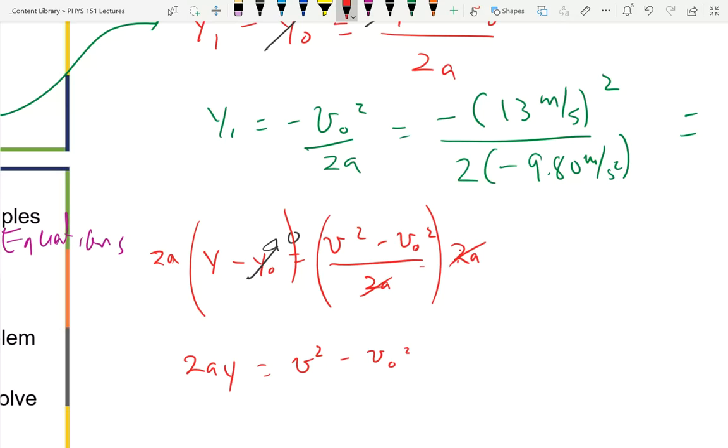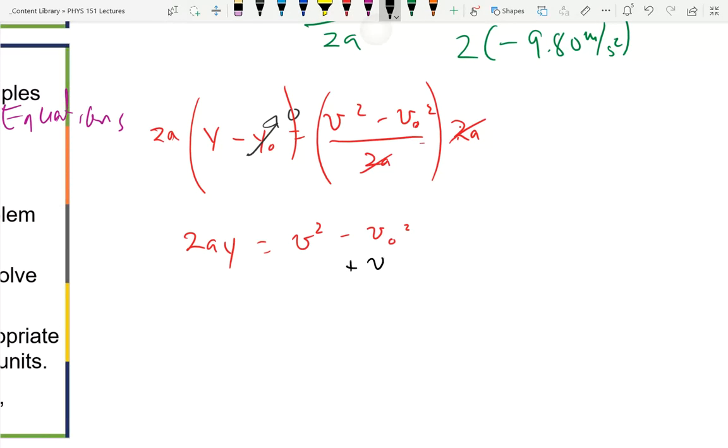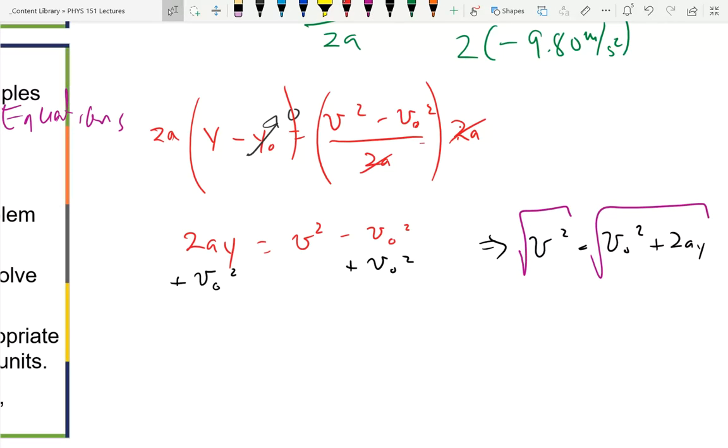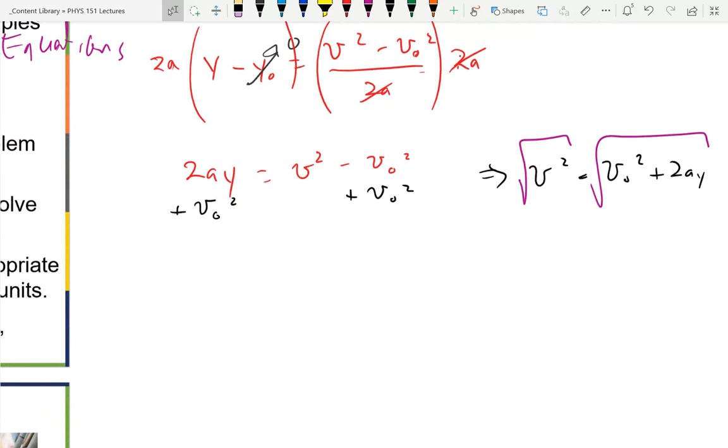Now that I have the v squared by itself, I add away the additive portion. What you do to one side, you always do to the other side. I know that doesn't look like a v, but it was. So that gives me v squared is equal to v initial squared plus 2ay. And then I have to square root both sides. When I square root, there is something we often forget that comes with the square root. Do you remember what comes with the square root? Plus or minus. So we're going to have two answers. Speed is equal to plus or minus the square root of the initial speed squared plus 2ay.